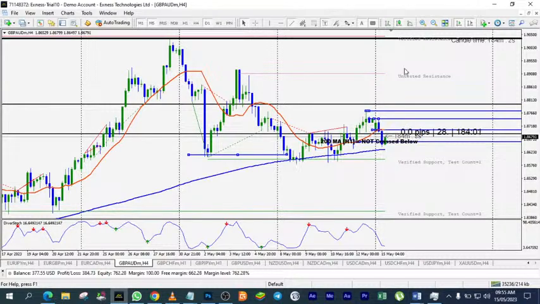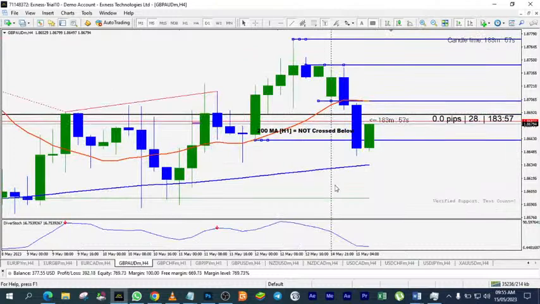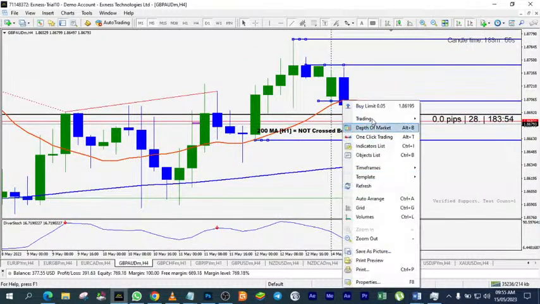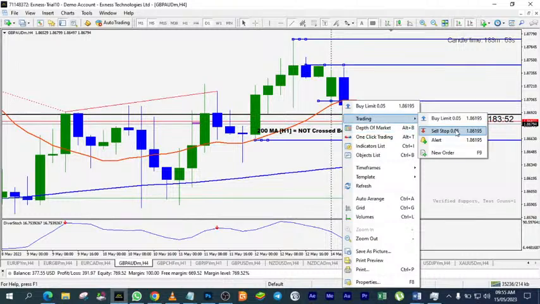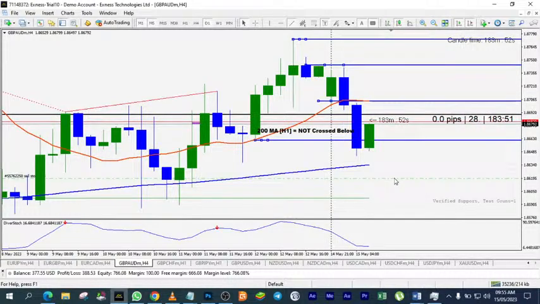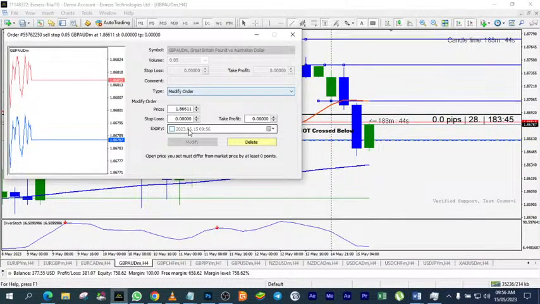So for me, I'll be looking to sell my GBP/USD. I'll be looking to sell it around this level and have my take profit for this level down below here.